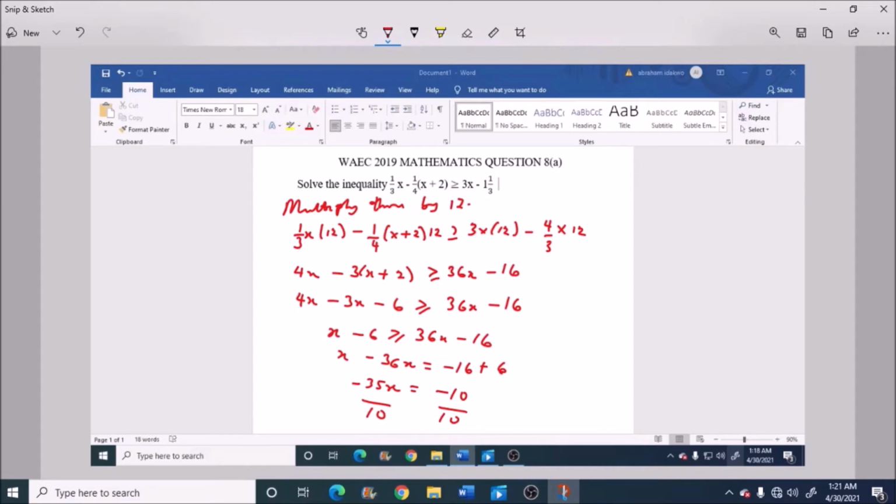So here we have minus x is much greater than 10 over 35. This is the same thing as saying x is much less than, of course if you cancel out 5 here, you have 2, 5 here, 7. So we have 2 over 7. X is much less than 2 over 7, and that is the solution for the inequality.